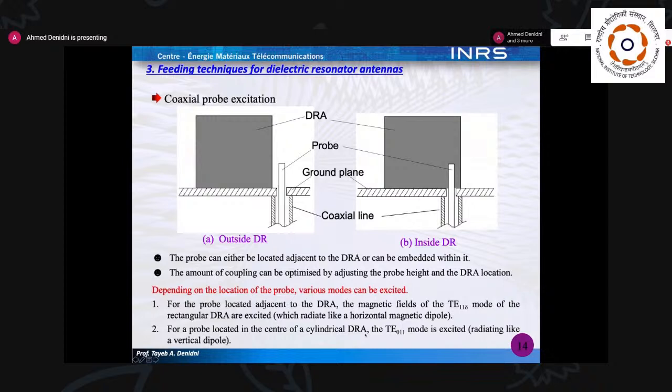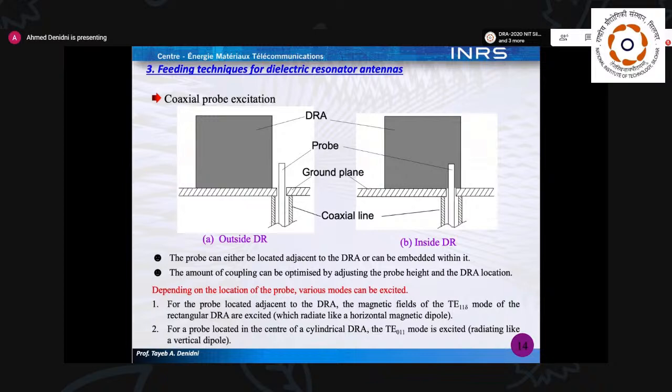This means you can see by choosing just how to feed this dielectric resonator, we can excite different modes. And each mode gives you some specific radiation pattern. One looks like a magnetic dipole, for example, horizontal. Another one will give you a vertical dipole. This flexibility can give you more freedom to choose the right feeding for the right applications, depending where you use your antenna and which type of radiation pattern you like.